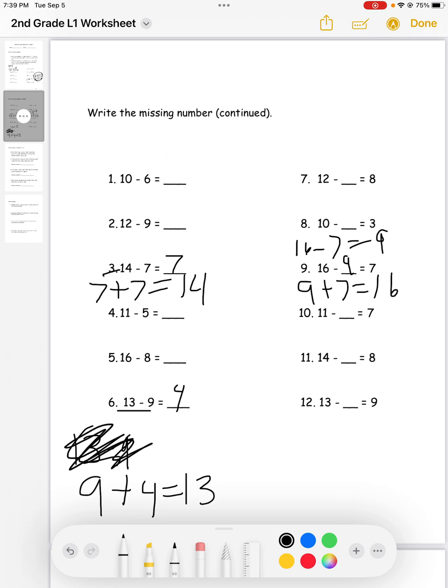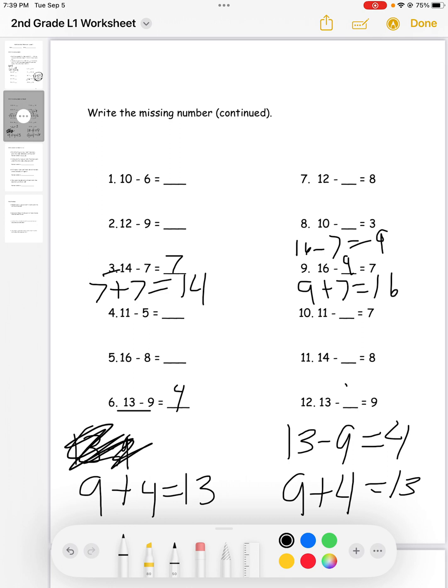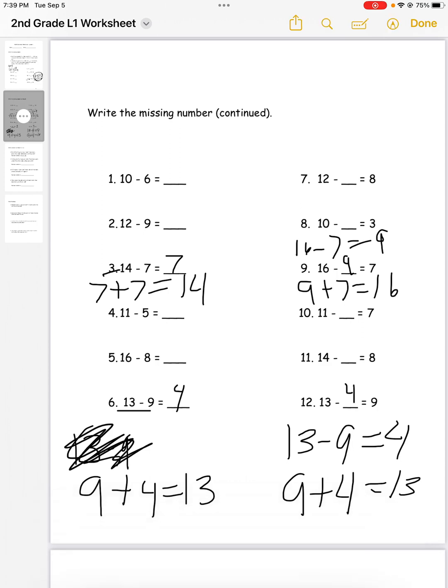And now let's do question number 12. It's saying 13 minus blank equals 9. And we could do 13 minus 9 equals 4. And we could check our answer by adding 9 plus 4 equals 13. And we know this answer again because they're in the same fact family. So let's just do 13 minus 4 equals 9.